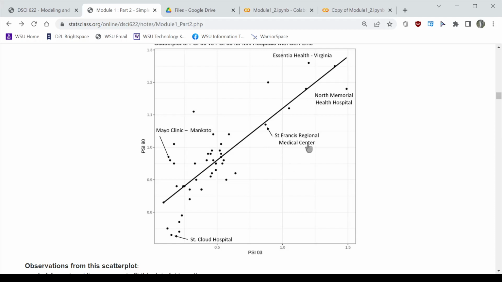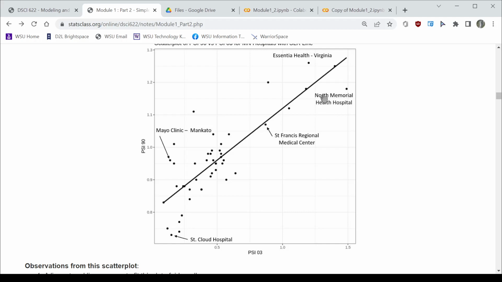Here's another hospital, St. Francis Regional Medical Center. This point is very close to the trend line here, which is going to be used to make my predictions. So the actual PSI 90 rate is going to be very close to the predicted PSI 90 rate for that particular hospital.